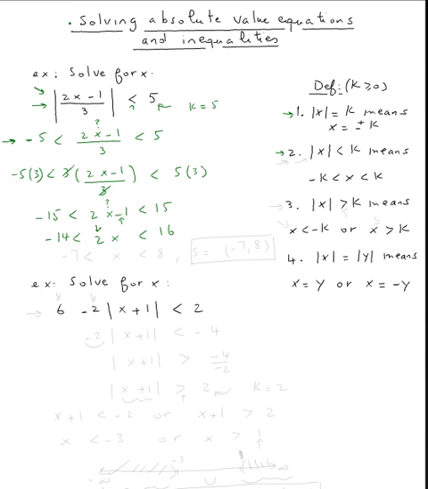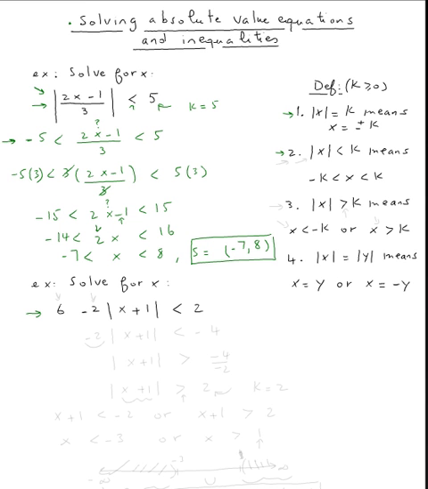Now I need to get rid of the 2, so I'm going to divide everything by 2. 16 divided by 2 will be 8. Negative 14 divided by 2 will be negative 7. So this is the solution: all the x's that are between negative 7 and 8. If you write it in interval notation, it will be all the numbers from negative 7 to 8. This is the solution. Now let's do the next example.